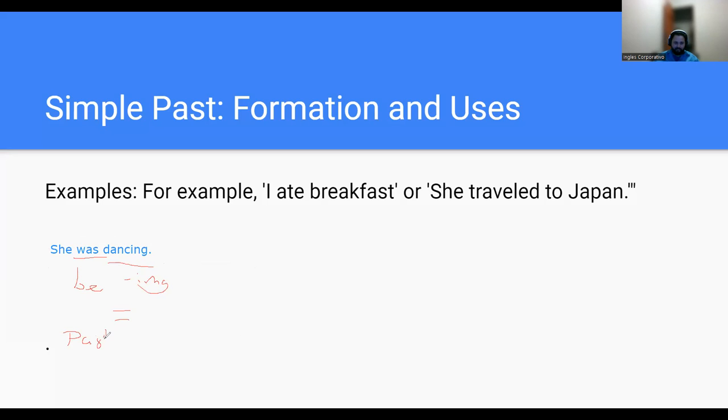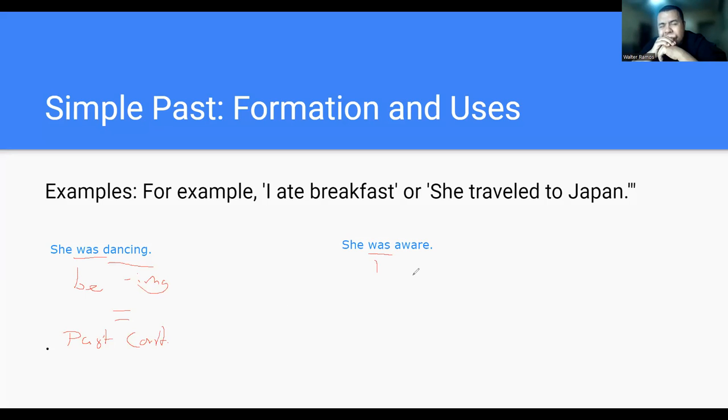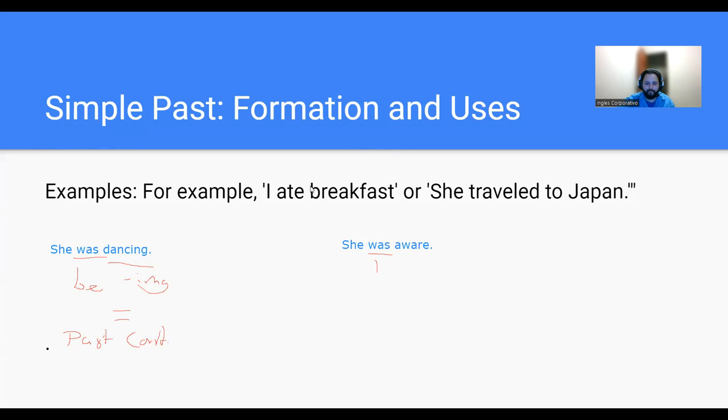past continuous, right? But if you say, for example, she was aware that you were here, right? She was aware. So you have was, you have the verb be, but in this case, it's not working as the auxiliary. And this is the thing, guys, okay? All right, let me go back to the whiteboard here.